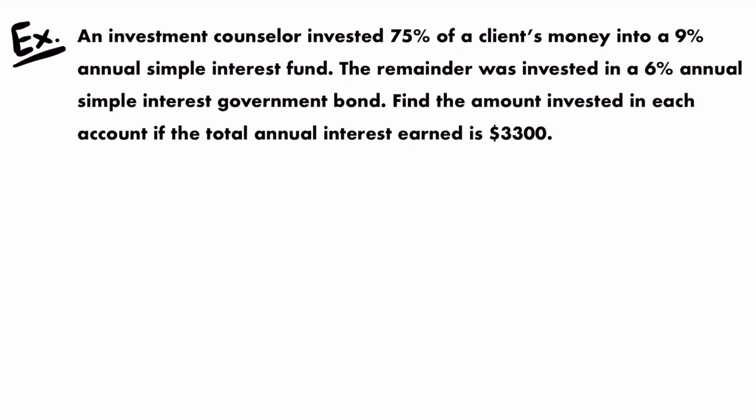Okay, so this is a more complicated investment problem. We are working with two different investments, right? The investment counselor puts 75% of their client's money into one account that has a 9% simple interest rate, and then put the rest of it, which would be 25%, right?